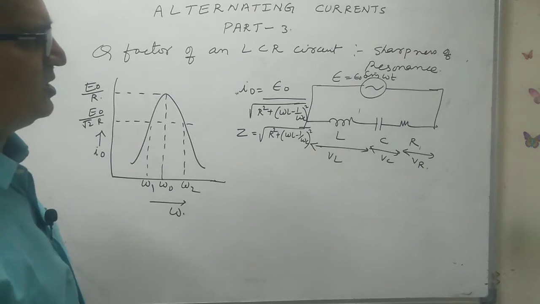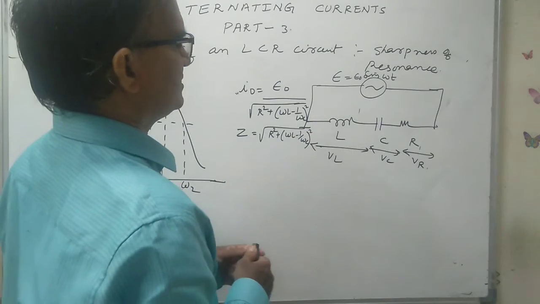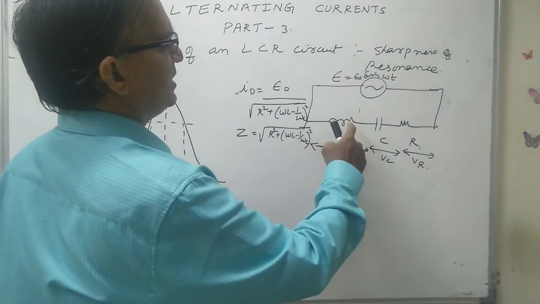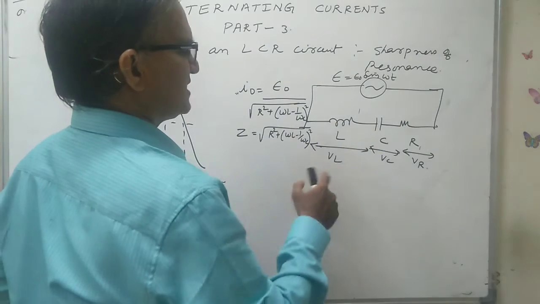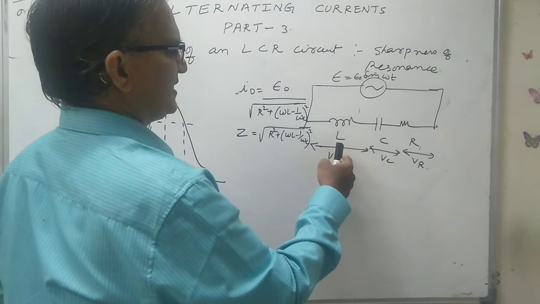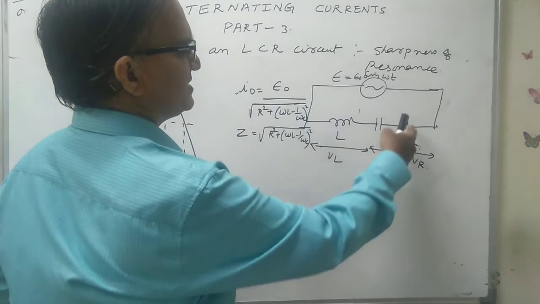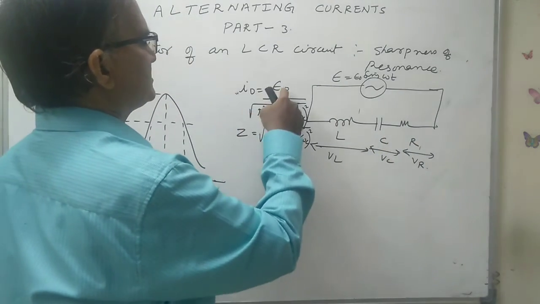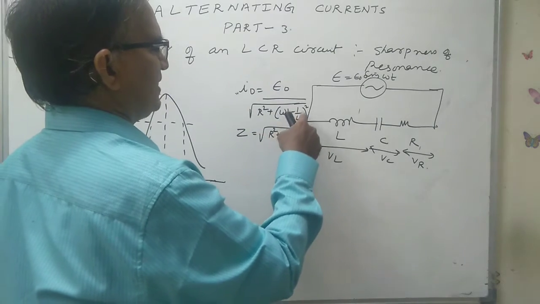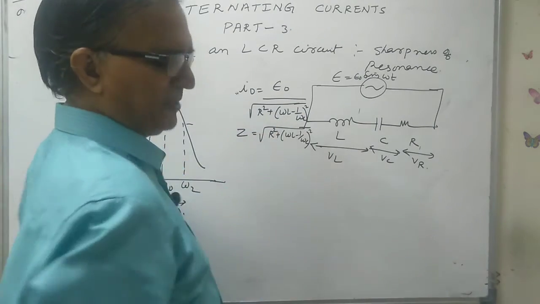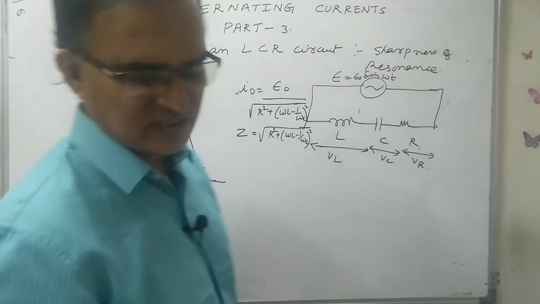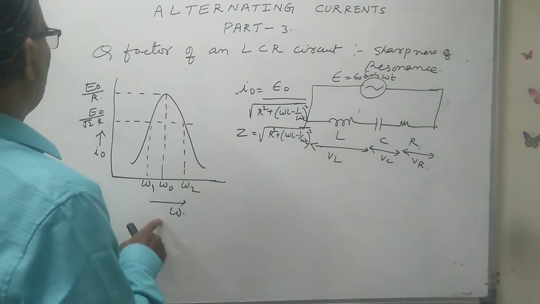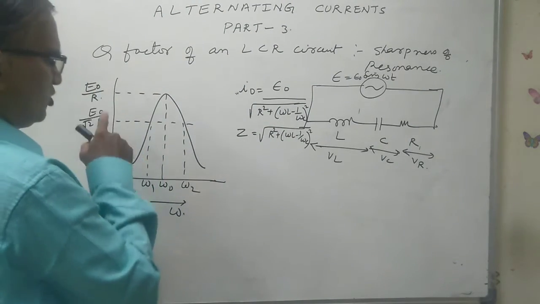Now in an LCR circuit you have an inductor, capacitor, and resistor. The potential difference across the inductor is VL, across the capacitor VC, and across the resistor VR. Here I naught is equal to E naught by Z, where Z is the square root of R squared plus (omega L minus 1 by omega C) whole squared. Z is called impedance. Here we draw the sharpness of resonance graph, omega versus the maximum current.